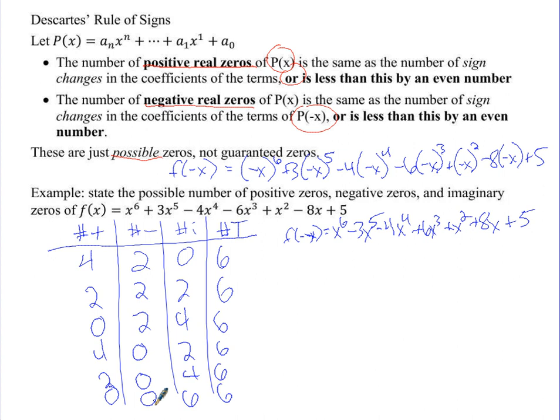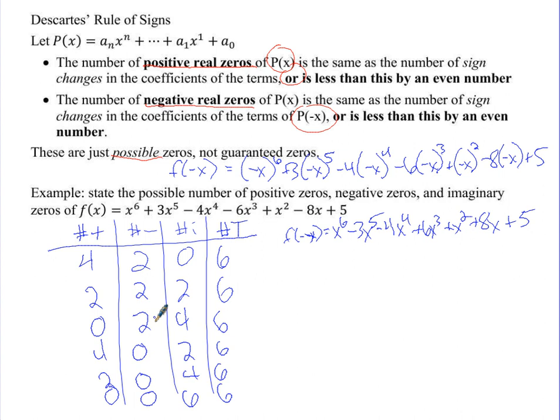So the nice thing about Descartes' rule of signs is, I know that if I find a positive real root, I know that there's another one. Because if I find one, I'm guaranteed 2. If I find a negative real root, I'm guaranteed to find another one. Because if I find 1, then there's definitely 2. Okay? That's what Descartes' rule of signs does for us.